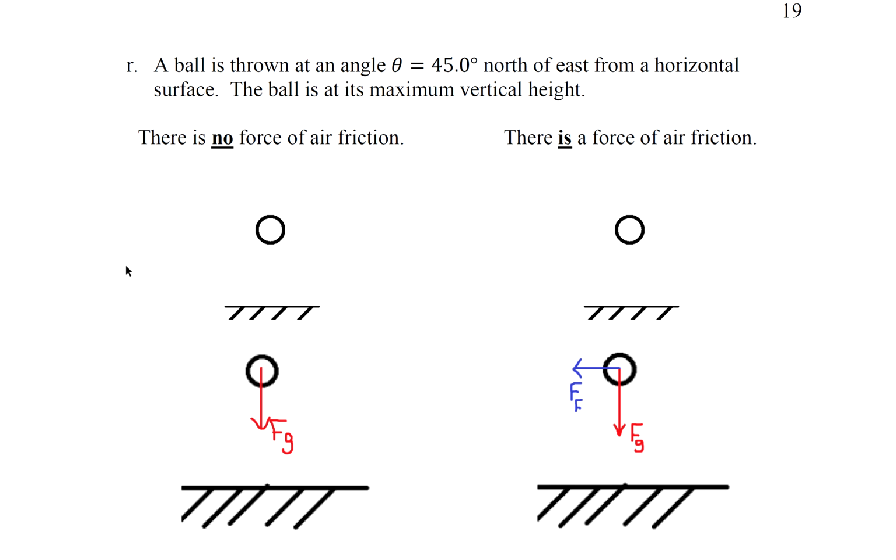Part R, a ball is thrown at an angle 45 degrees north of east from a horizontal surface. The ball is at its maximum vertical height. So on the left, there is no air friction. So we only have the force of gravity. On the right side, there is a force of air friction. So we do have a force of friction opposing the motion.